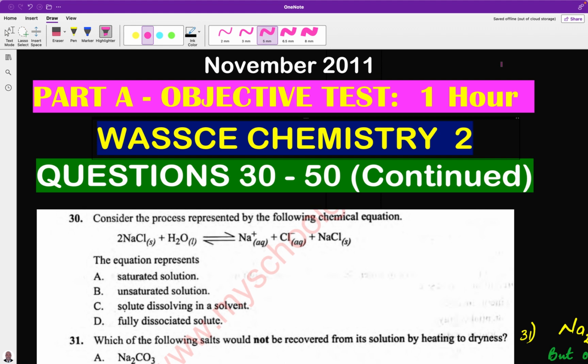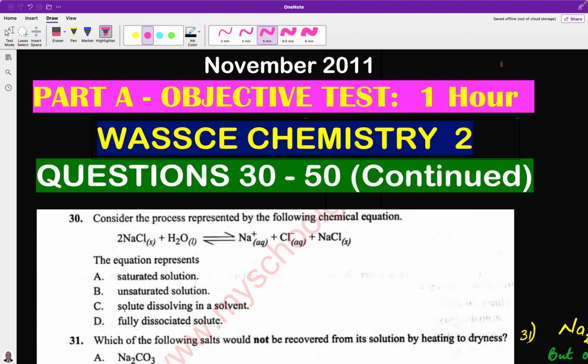Question number 30. Consider the process represented by the following chemical equation. We have sodium salt, which is solid, dissolved in water. There is an equilibrium there, producing sodium ions, chloride ions, and more of the sodium salt is still left.